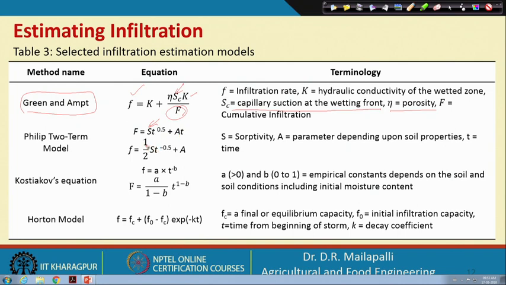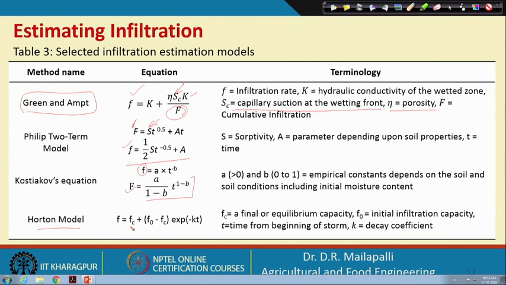So, that is sorptivity. Phillips introduced this term. This is Phillips' two-term equation; for the cumulative, you can differentiate and you get this equation for the rate. Similarly, the Kostiakov equation: small f is equal to a t power minus b. This is a very simple, empirical equation, and if you integrate that, you get this equation for the cumulative.